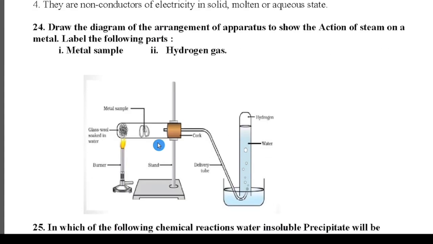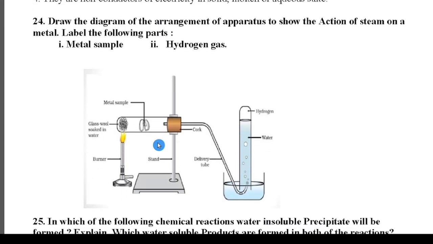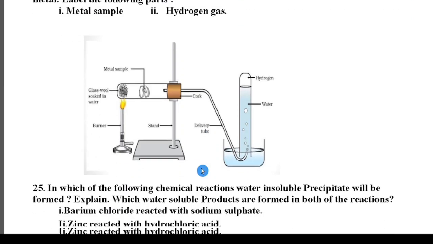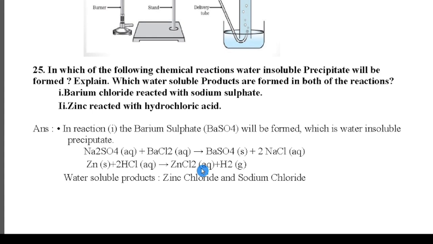Question number 24. Draw the diagram of the arrangement of apparatus to show the action of steam on a metal and label the parts: metal sample and hydrogen gas. That diagram and labeling are also given. Practice that. Question number 25. In which of the following chemical reactions will a water insoluble precipitate be formed? Explain. Which water soluble products are formed in both of the reactions?